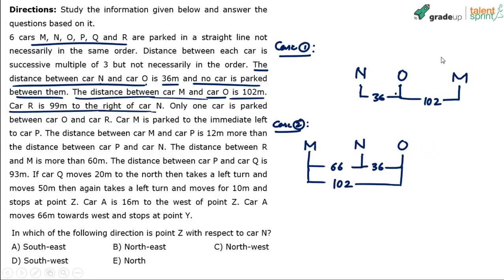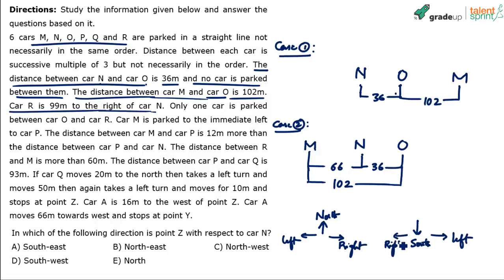See, when nothing is specified, usually what happens in a linear arrangement is you have to know whether the persons or the cars are facing north or south. Because when you're facing north, left should be taken towards the left of the paper, and right should be taken on the right of the paper. However, when you're facing south, it gets interchanged. This is the left side and this is the right side.